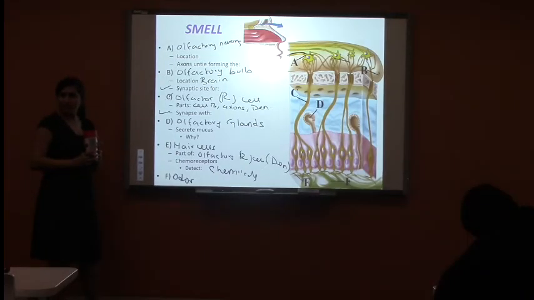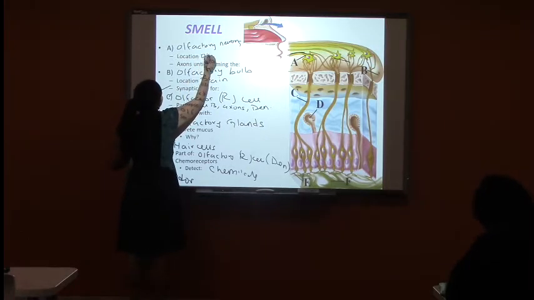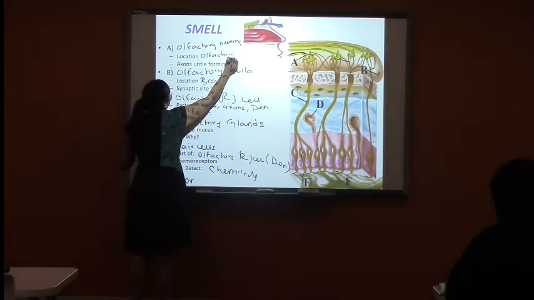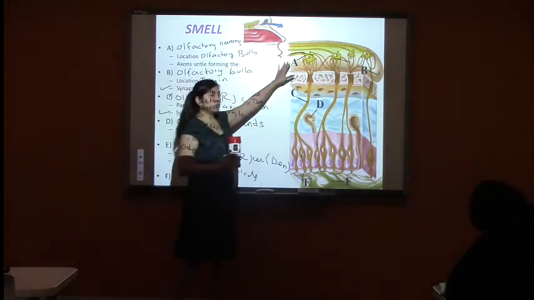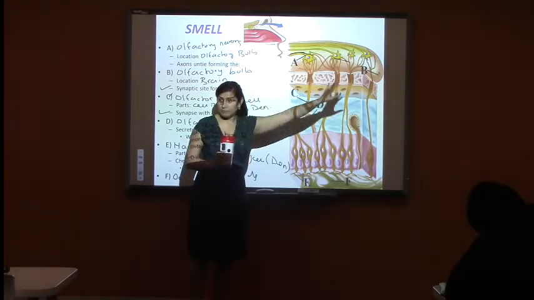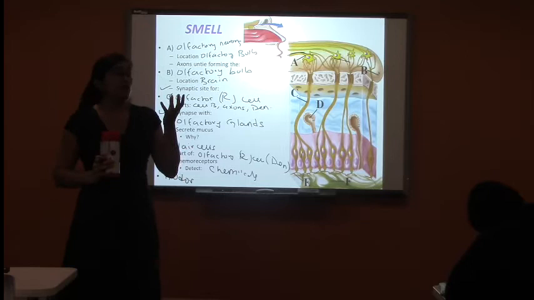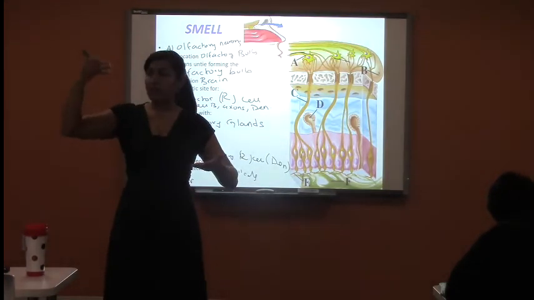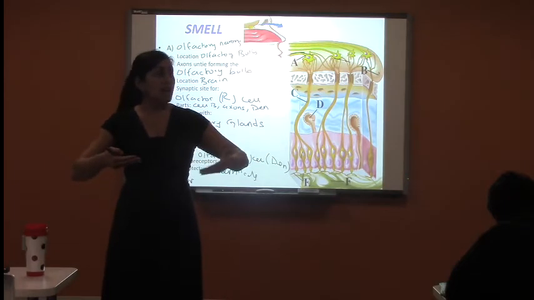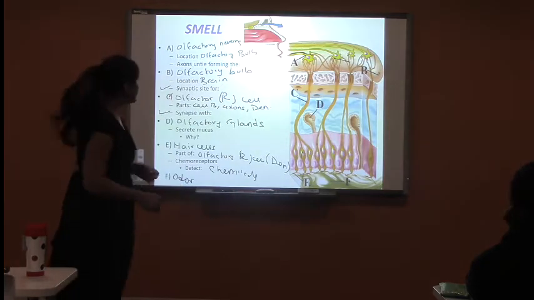Does that make sense? Location is olfactory bulb. So where do you find the olfactory neurons? Within the olfactory bulb. So what is the purpose of the olfactory neurons? Or I mean olfactory bulb. Olfactory bulb is a site where the olfactory receptor cell synapses with olfactory neurons. Does that make sense? Okay?